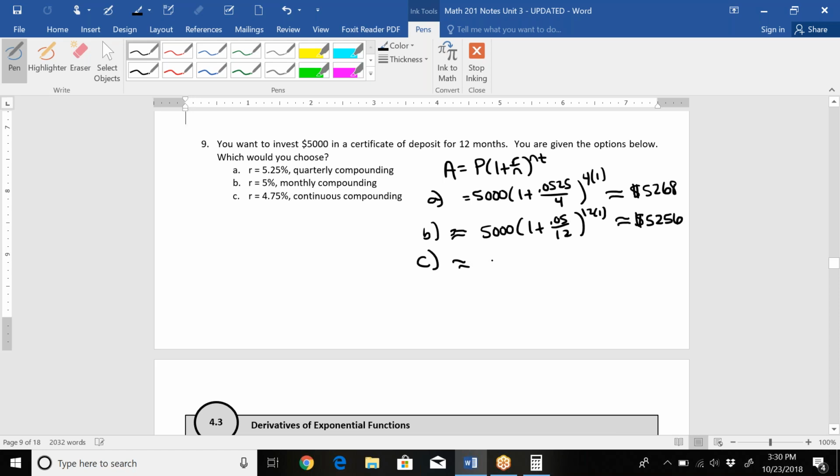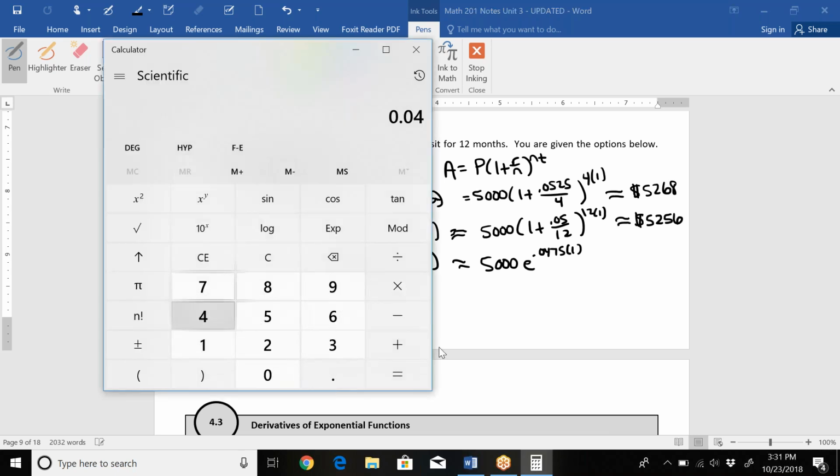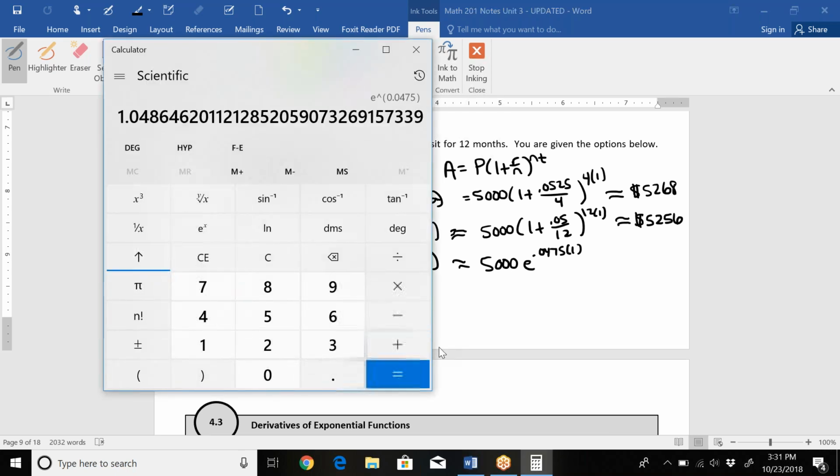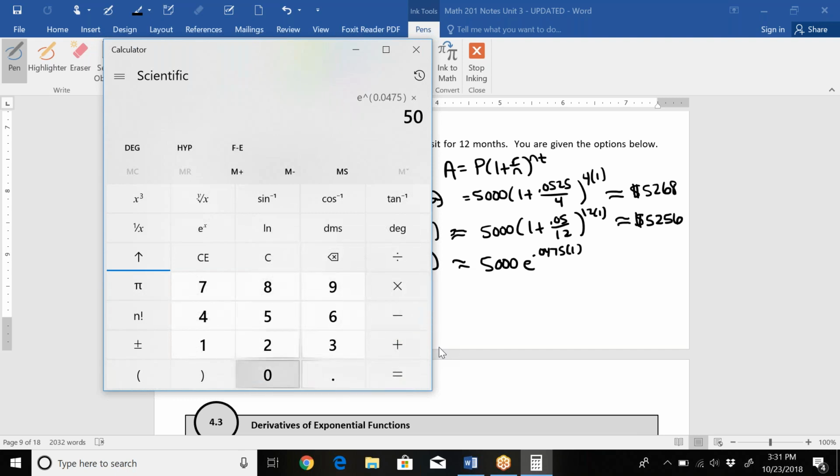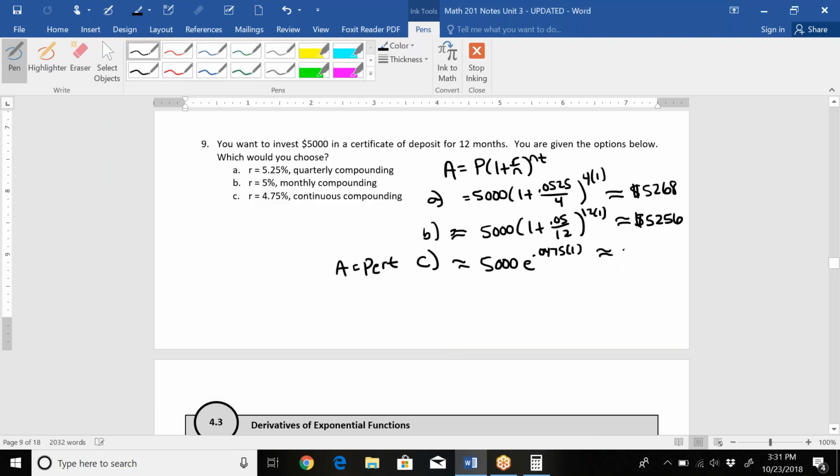And then continuous compounding with 4.75, that would be the PERT formula, which is 5,000 times e to the 0.0475 times 1 year. So 0.0475 needs to be the exponent on the e, and then times 5,000. That is 5,243.